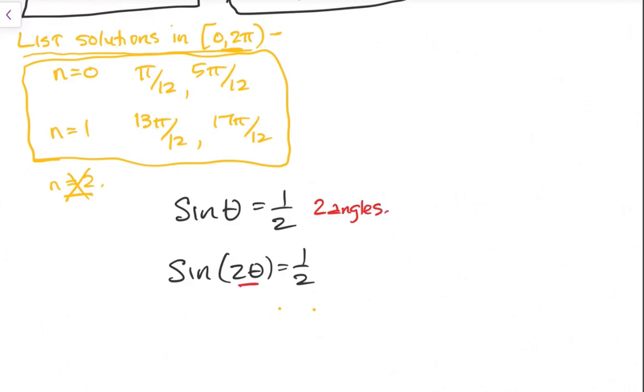And if I'm dealing with an argument that's 2 theta, then that means I'm going to have twice as many. So I'm going to have 4 angles within that interval of 0 to 2 pi that have a sine value of a half. So that's kind of helpful if I'm asked to list all of the angles between 0 and 2 pi, to know how many answers I should get. So since this was a 2 theta, there should be 4 angles in that interval with that sine value.